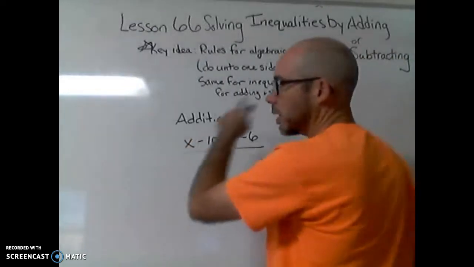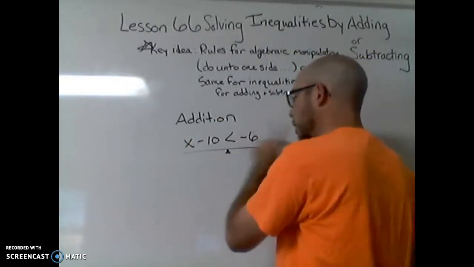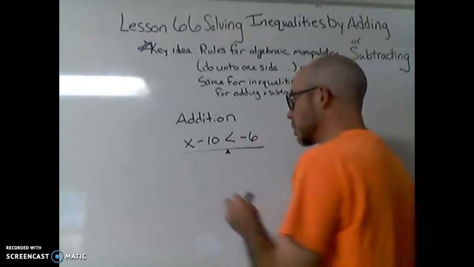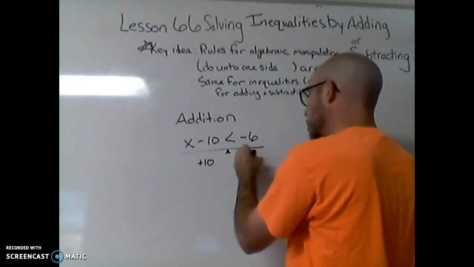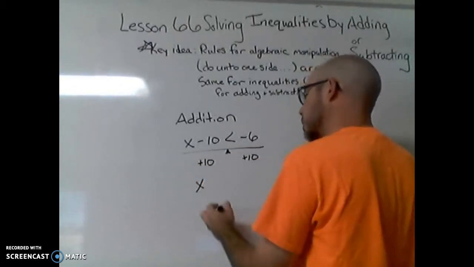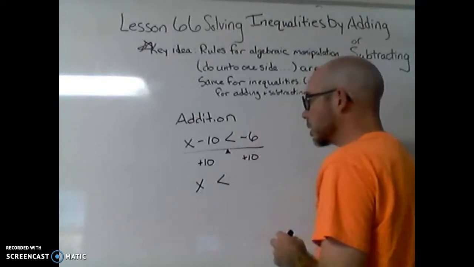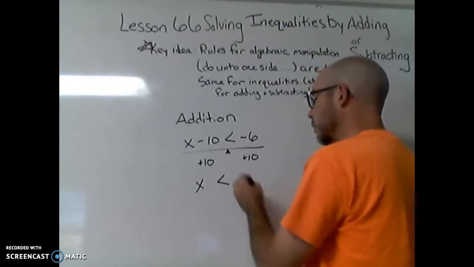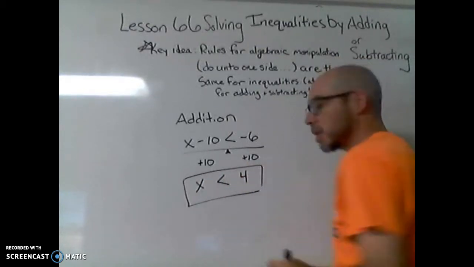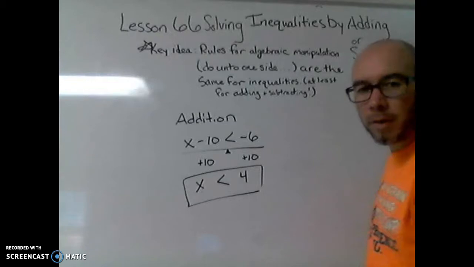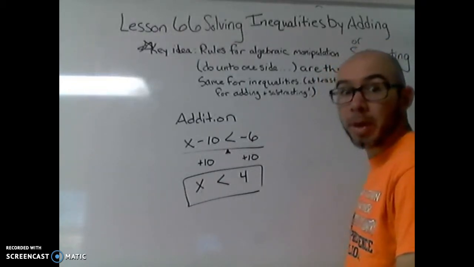Alrighty, so we want to get the x on one side of the teeter-totter all by itself. And then we're going to have to graph this thing. So addition here, now we have to add 10 to both sides. When we add 10 to both sides, we have x is less than 10 plus negative 6, which is 4. So this is the end goal here, and then we need to do the picture.